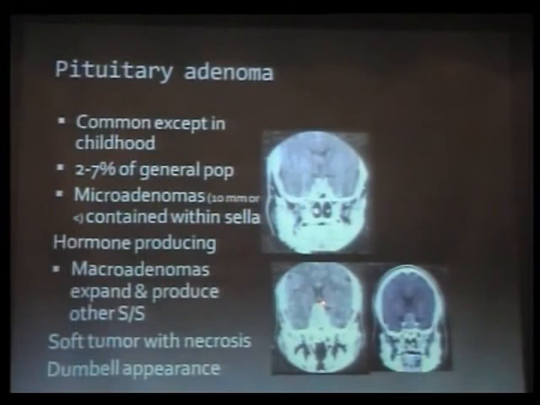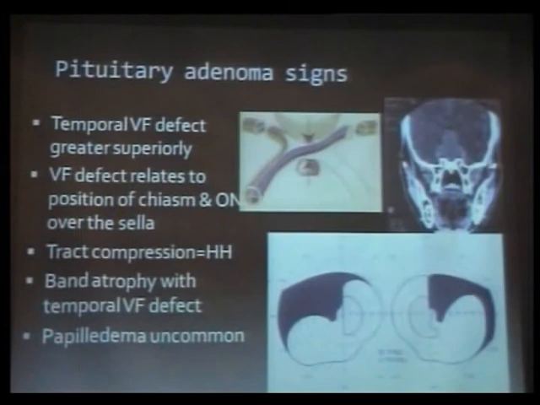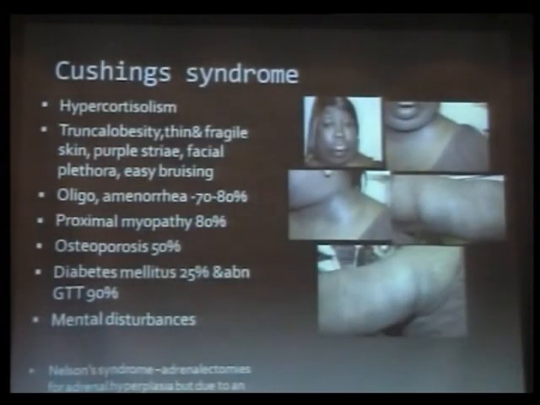Sometimes as the process of pushing through the diaphragma happens, you can see a little bit of necrosis in the tip of the pituitary adenoma. And we've talked a little bit about the signs, so we can pass that by. And I want to talk a little about some of the hormone-producing pituitary tumors. And one is Cushing syndrome from hypercortisolism, which can happen in a small percentage of patients with pituitary tumors.